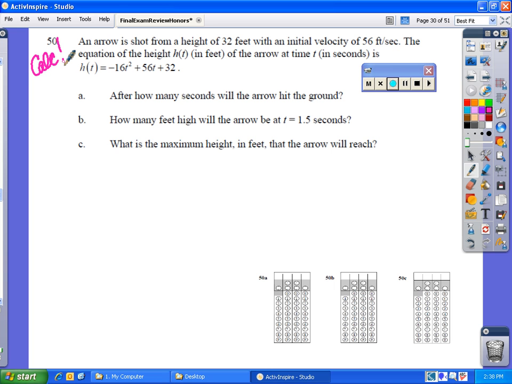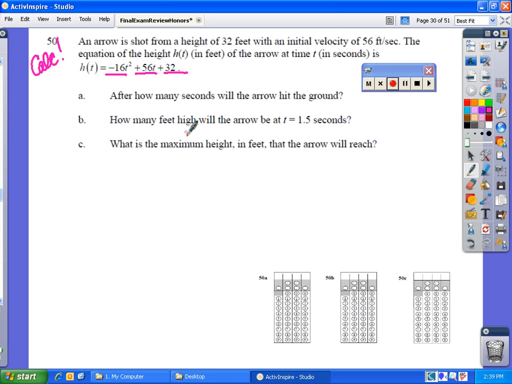It includes the force of gravity with negative 16t squared, an initial velocity of positive 56t, and an initial height of 32 feet. Our equation h of t can be put into the calculator in y equals, where h is our dependent variable y and t is our independent variable x.